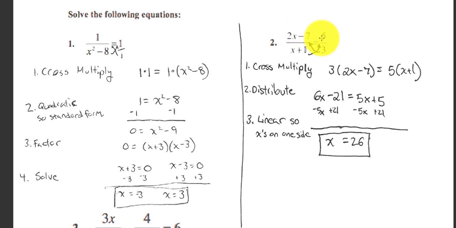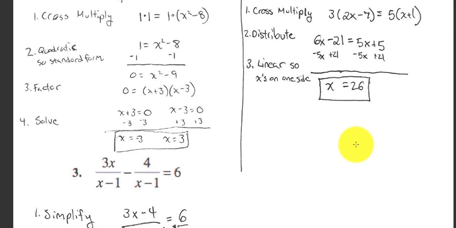We're going to cross multiply. So I'm going to write 3 times 2x minus 7. It's important to put this in parentheses because we're going to distribute the 3. And then 5 times x plus 1, again, in parentheses. So we distribute the 5. And then we simplify, we solve for x. So the value of x that would give me 5 over 3 is 26. Again, you could graph both sides of the equal sign, and you're going to end up with an intersection that happens at x equals 26.